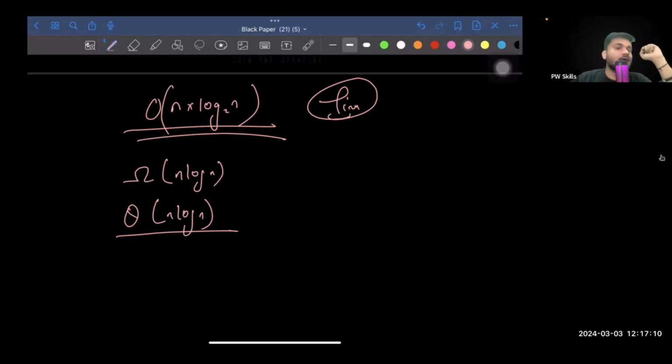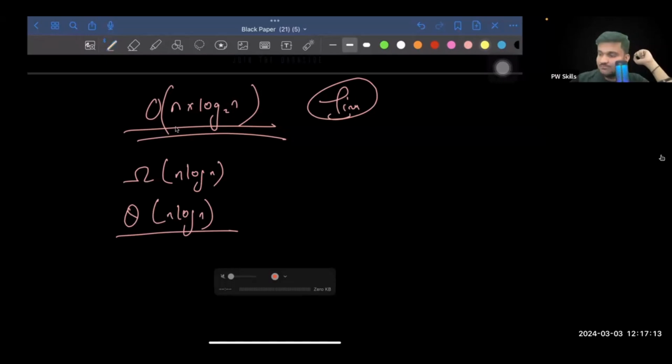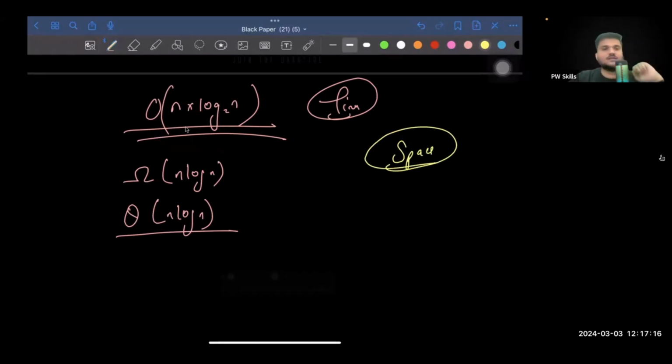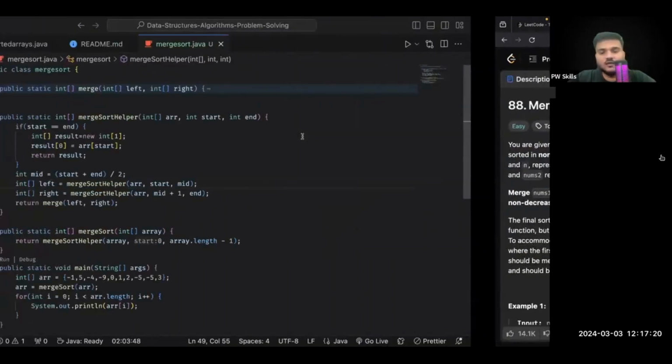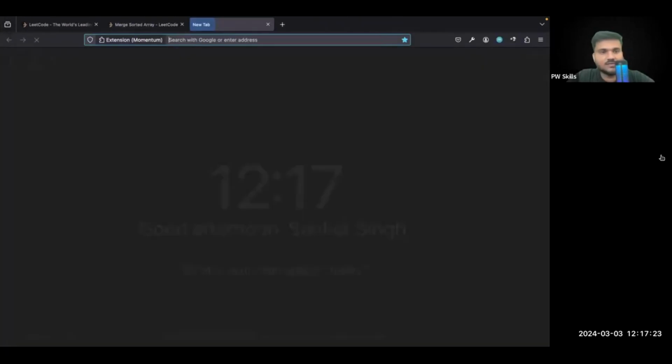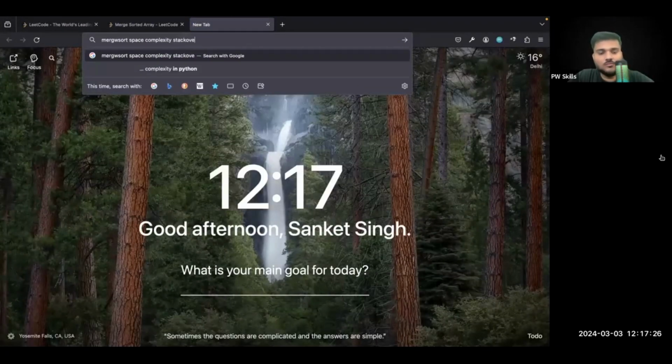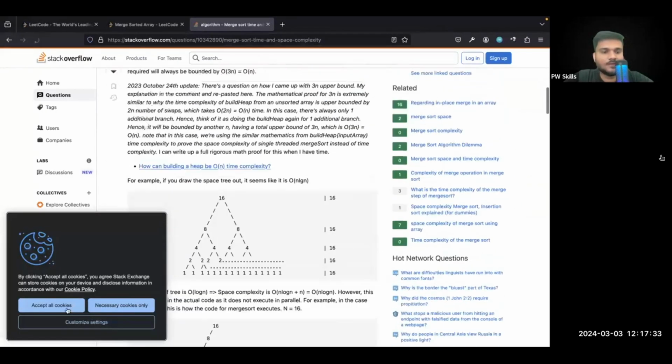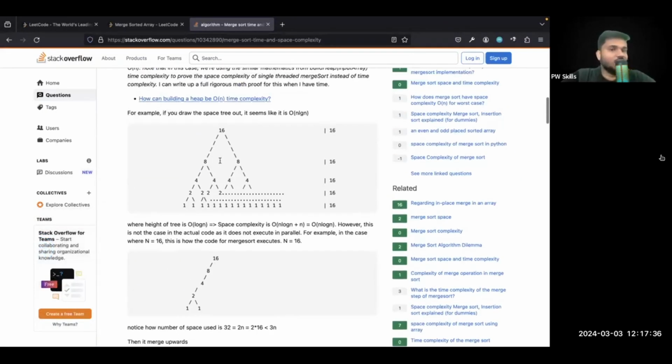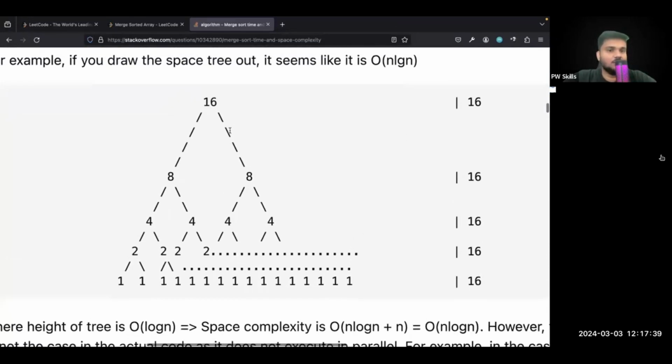But an interesting question comes up for the space complexity. What will be the space complexity? There is a very interesting article on Stack Overflow. If you search for merge sort space complexity Stack Overflow, there is one article where the author has given some very nice diagrams. Yeah, this one. When you visualize merge sort, you think something like this.